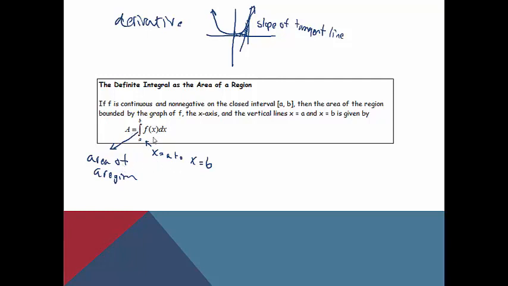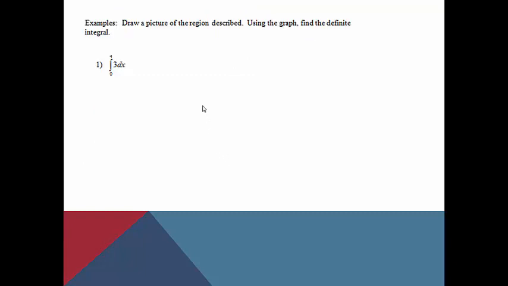One thing that will be a little different is if it doesn't specifically ask for an area but asks for the integral. We will keep in mind whether we're above or below the x-axis, so that will make a difference in whether my answer is positive or negative. Okay, we're just going to go into some examples here. For all of these, we're going to draw a picture of the region described, and then using the graph, we will find the definite integral.